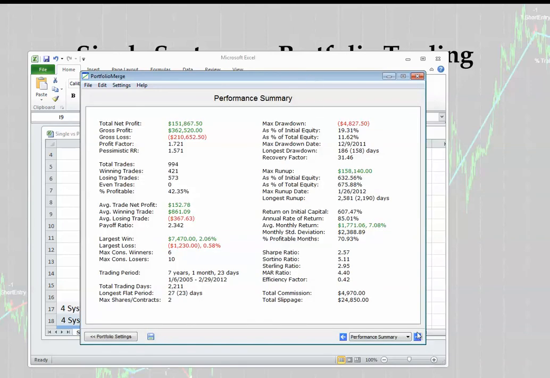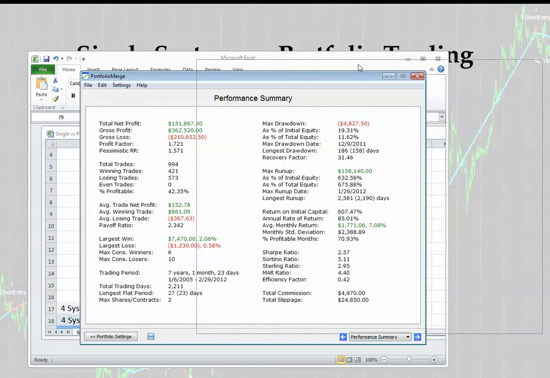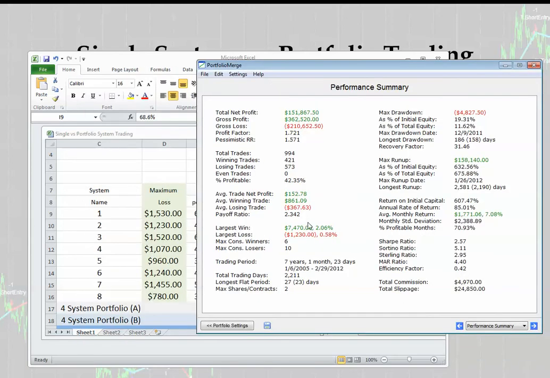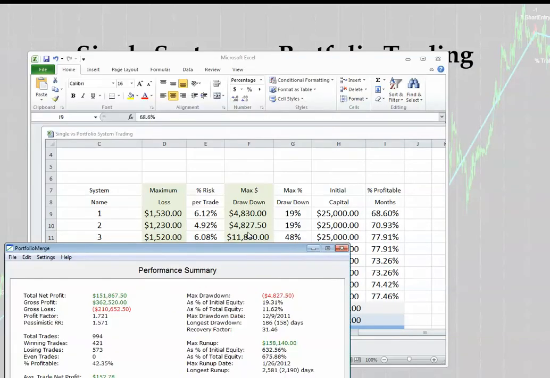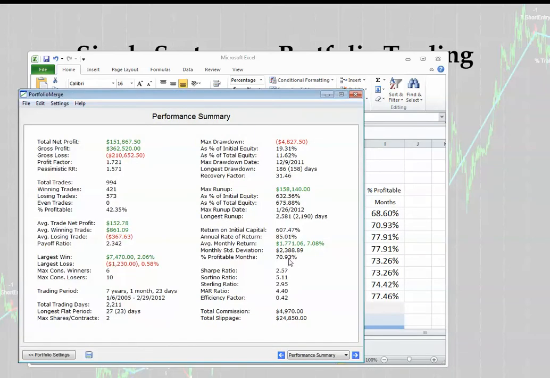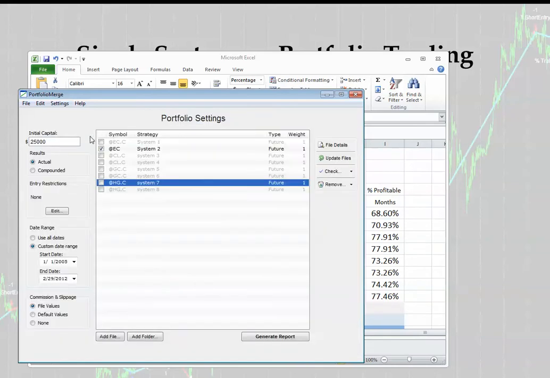Okay, so here's system 2. Here's the equity curve. Looks pretty good. We've got 1230 for the maximum loss here, and 4827.50 for the max drawdown, and 7.93 profitable months. So once again, here's system 2. Okay, let's go and load system 3.